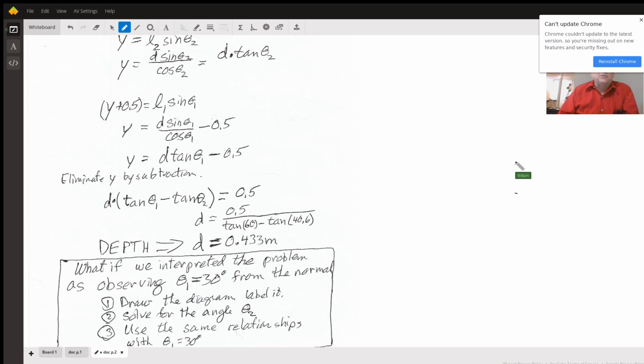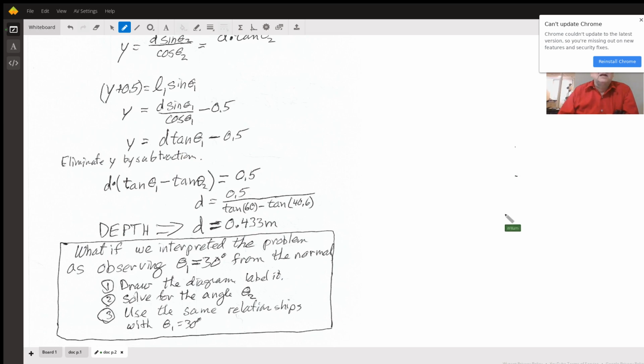Combining terms so that we end up with D on one side and the known things on the other side, D is equal to 0.5 divided by the tangent of 60 minus the tangent of 40.6. So the depth is equal to 0.43 meters. And that's what we wanted to solve. We can also solve for Y, and it turns out that Y is equal to about 0.36 meters.